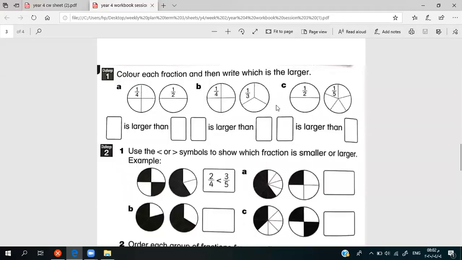Okay, guys, sorry, something went wrong with the connection, and we were in number A.